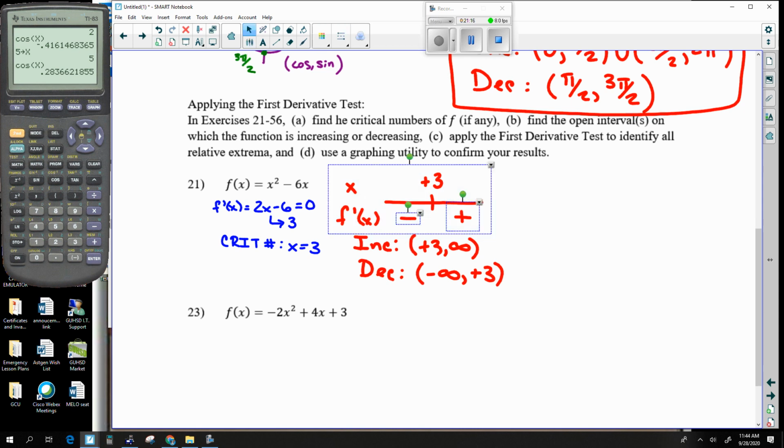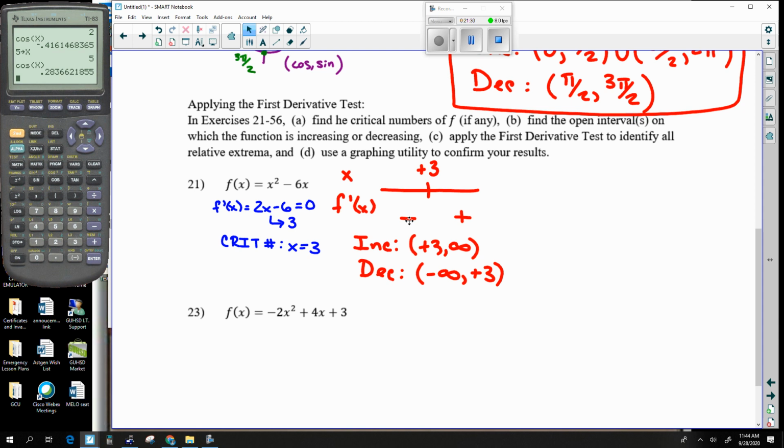Now, let's go ahead and learn what this is saying to us. Here's what the first derivative test is all about. It's not really to find where stuff is increasing and decreasing. It's to better understand this.